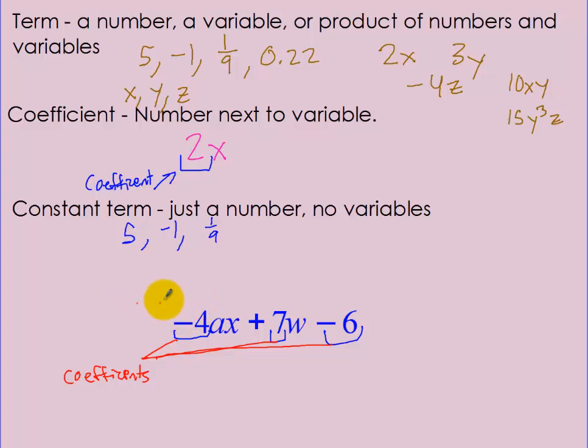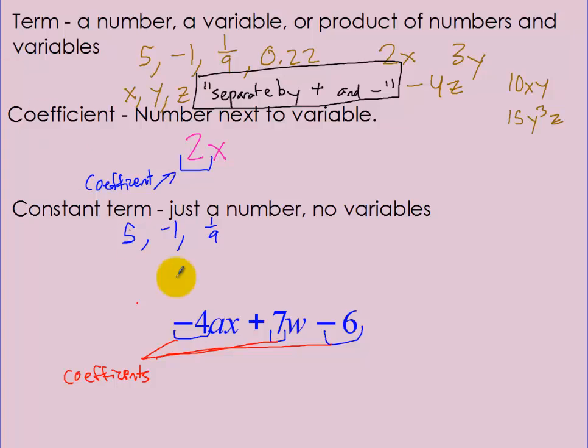Another thing, if I want to say our terms. Another way to say terms is they're separated by plus and minus. Write that in for terms. I think that's an easy definition. So in the case of this expression down here, I can separate by the pluses and minuses, and I count my number of terms as 1, 2, 3. So we have 3 terms.